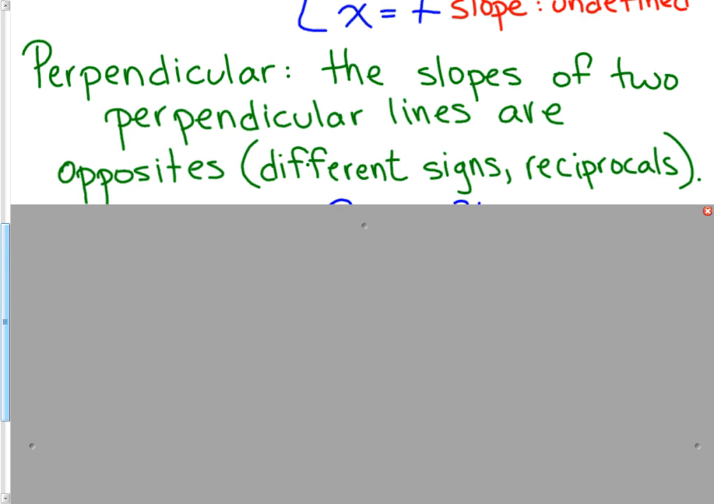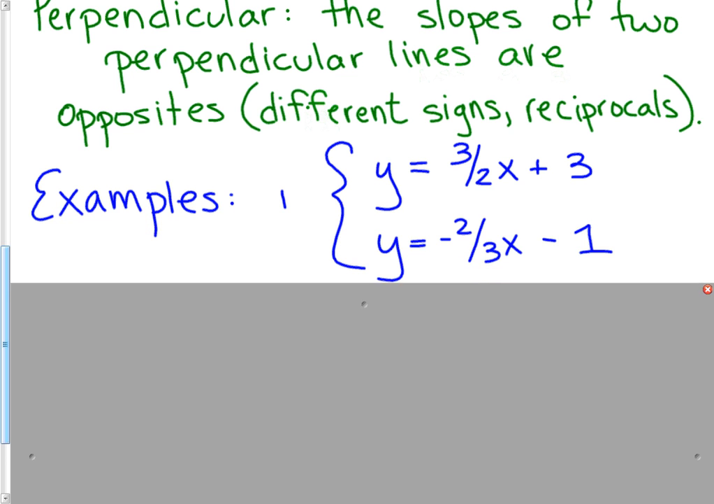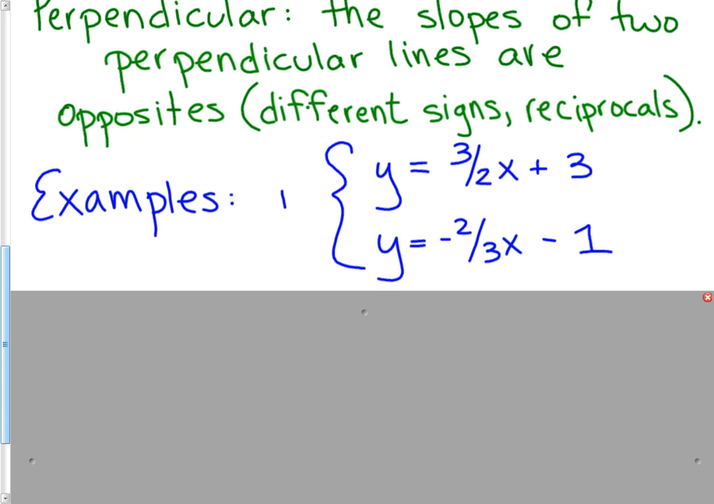Next we have perpendicular. A little bit more complicated. Slopes of two perpendicular lines are opposites, different signs, and they are reciprocals of one another. So one's going to be positive, one's going to be negative, and they should be flipped upside down. So our first example here, we have y equals 3/2 x plus 3 and y equals -2/3 x plus 3. One's positive, one's negative. They're flipped upside down, so they are opposites, therefore they are perpendicular.